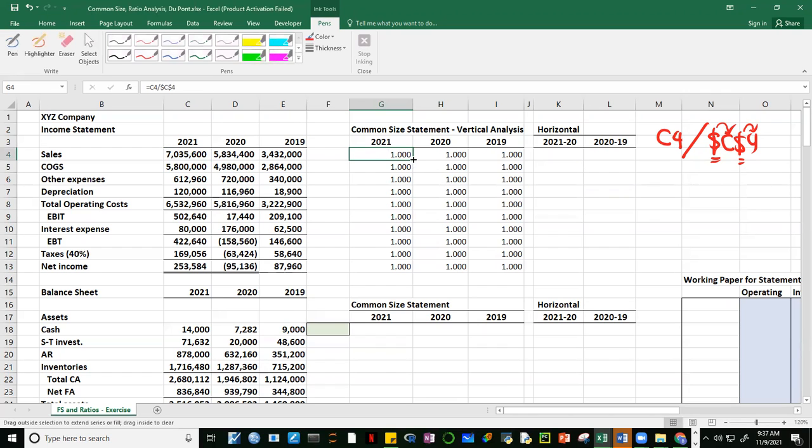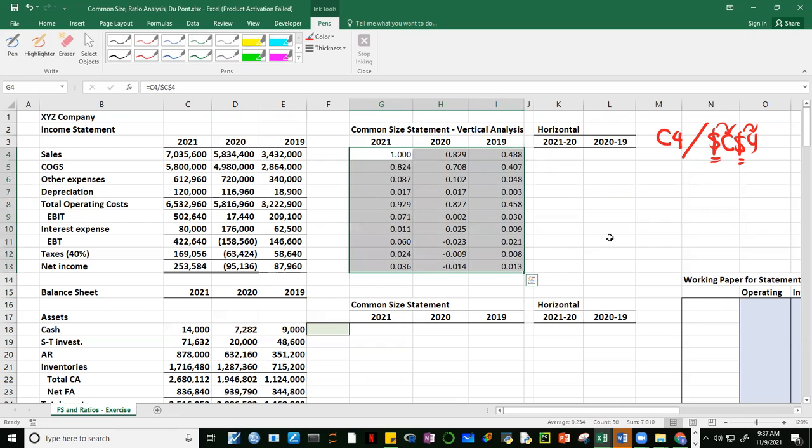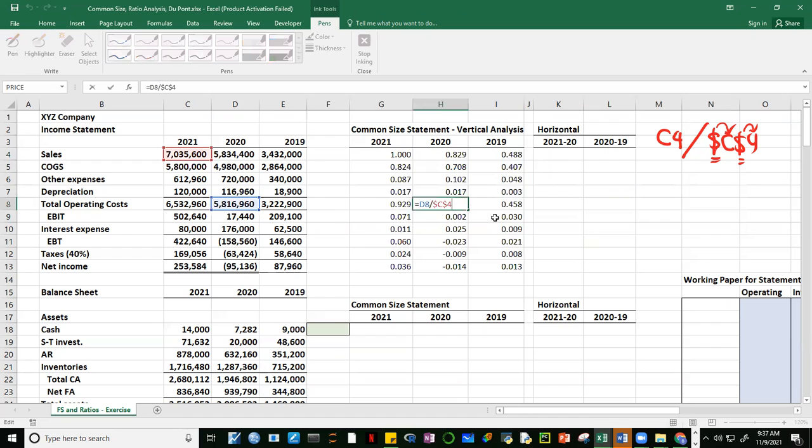So if we copy the formula. Now let's see what happened to our formula. Let's take a look at this. I'm looking at total operating costs for 2020. And the formula is D8 over dollar C dollar four. True enough, guys, the denominator did not change positions because you're fixing the column and the row, both. If you fix both the column and the row, then you're actually fixing that specific cell.